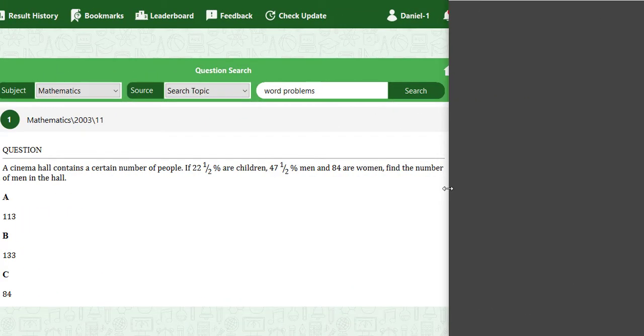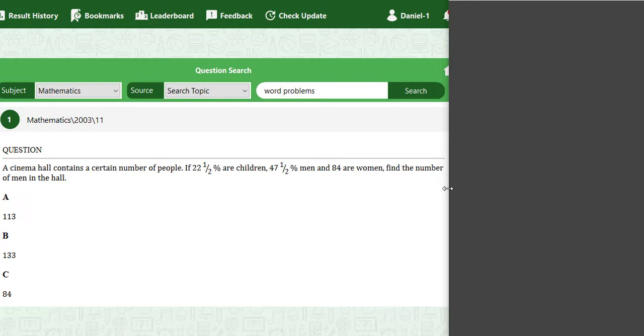So let's solve a question from JAMB past question year 2003, question number 11. The question goes as follows. A cinema hall contains a certain number of people. If 22.5% are children, 47.5% men, and 84 are women, find the number of men in the hall. So this is a word problem, but you're expected to determine the number of men.